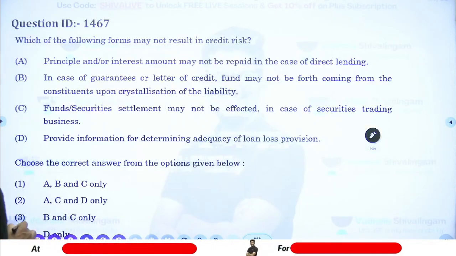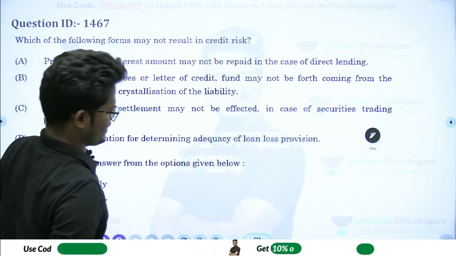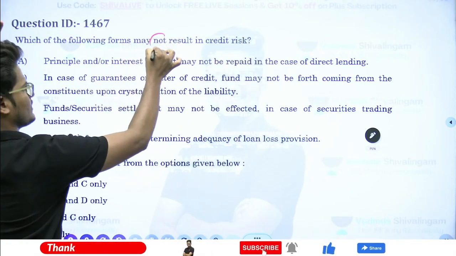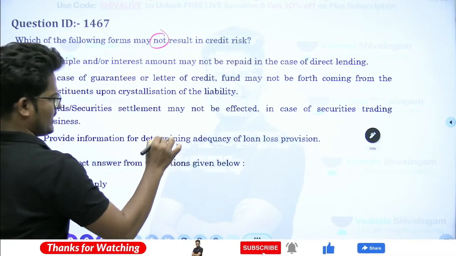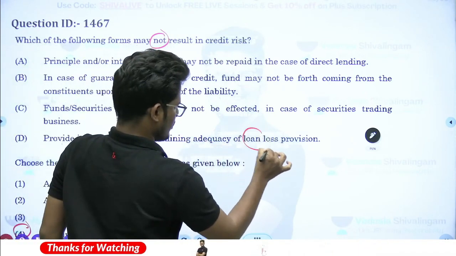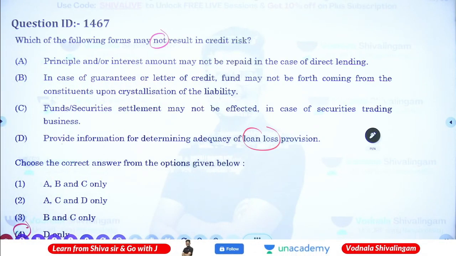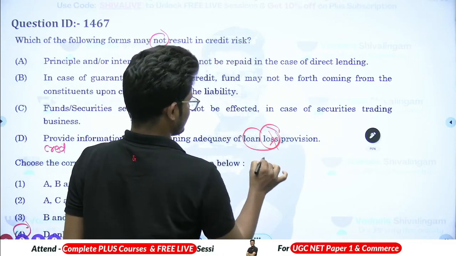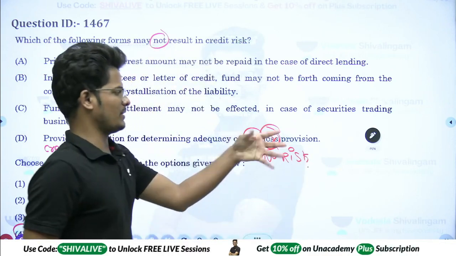Answer for this question is D. Only D is the correct answer. Provide information for determining adequacy of a loan loss provision does not result in credit risk. If you are providing this information, there is no credit risk, because you are properly informing about how much loss is going to be incurred. There is no risk because everything is properly provided for.